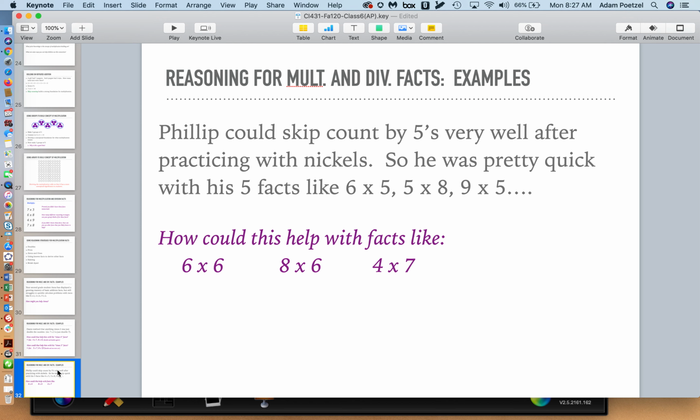And if we have those 5 facts, we can use those facts to help us with many other facts like the ones there. Pause the video for a second and think, how would that help you with facts like that? Think about that and try and write something out for a second.